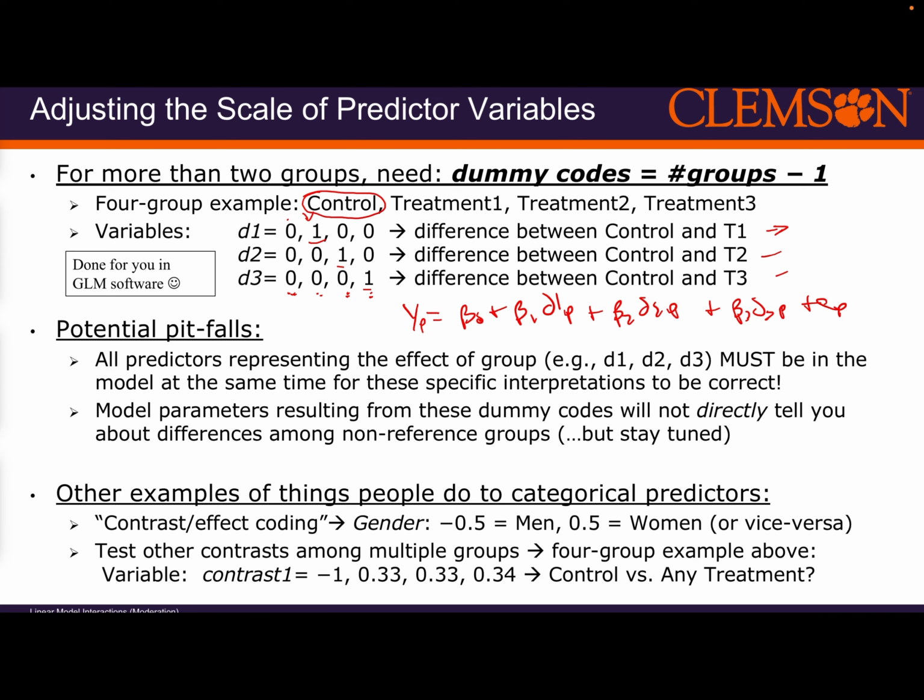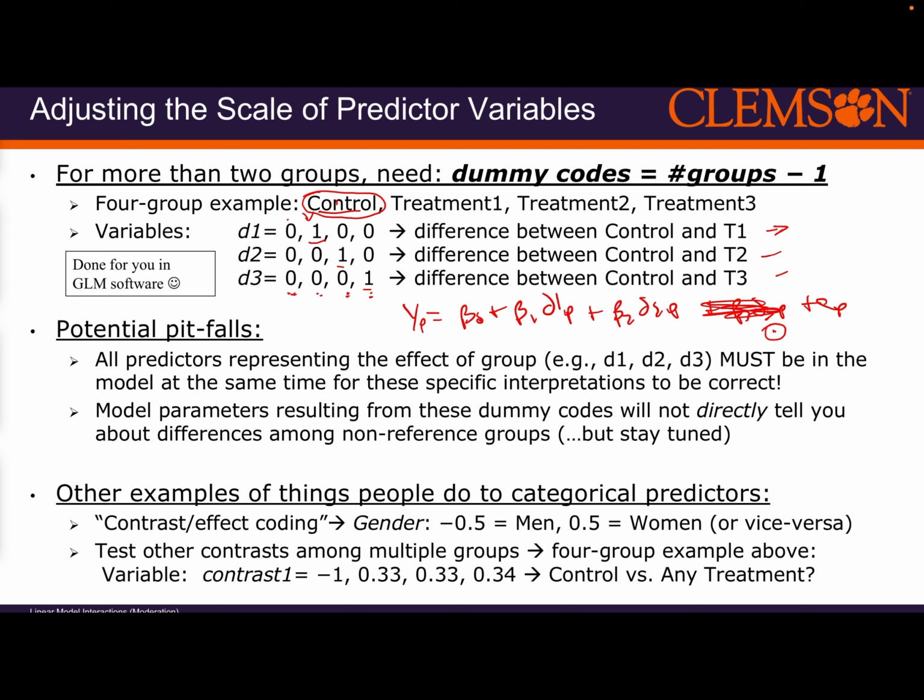Now, if we somehow omit, for instance, the third dummy-coded variable, like D3, then think about that, it's like making everybody's value a 0 for that variable, and everybody we just defined who has a 0 is somebody in the control group. We've just combined the third treatment group and the control group. So we need to have all 3 of the dummy-coded or effect-coded parameters in the model as we put this through the analysis.